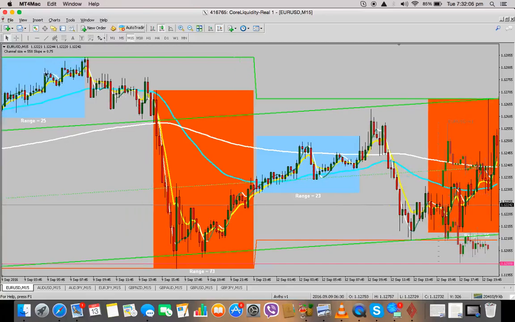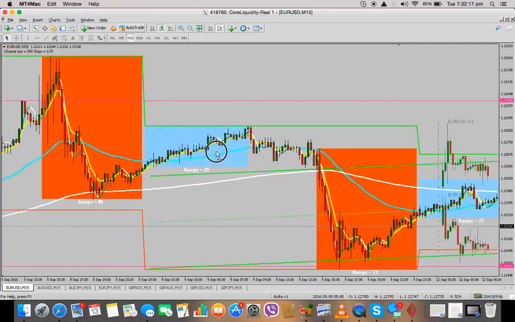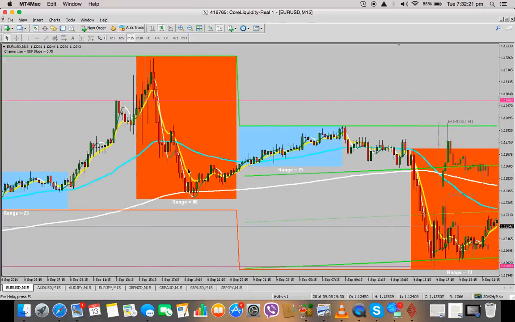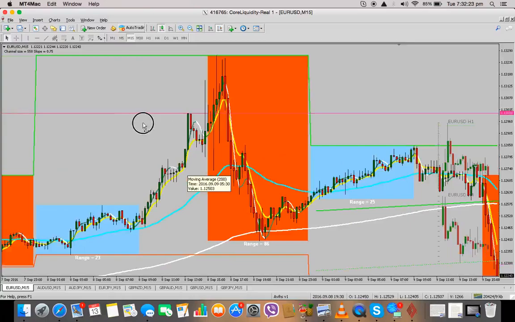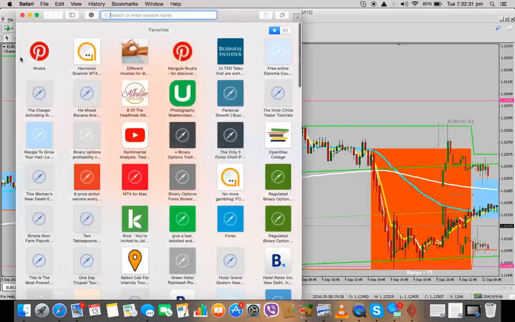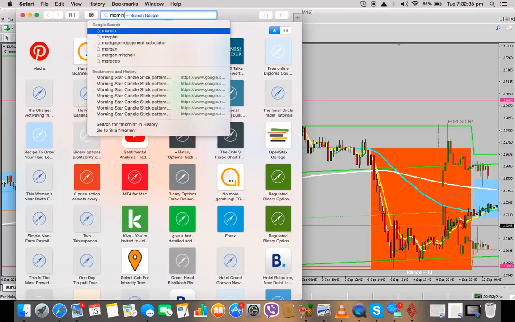Here's two that we see. This one here, you take the trade on the open of this one. This one here, you take the trade on the open of that one. So yeah, I'd say about an 80 to 90% chance or win rate on this one. Okay, you guys get the picture, I assume. So that's it. All right, so going back, just jump onto Google and type in Morningstar pattern.